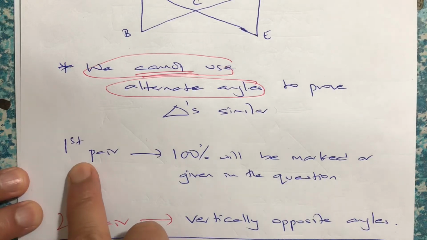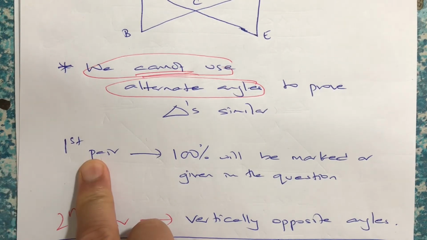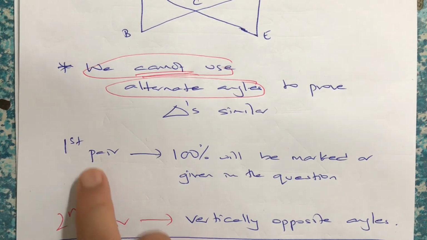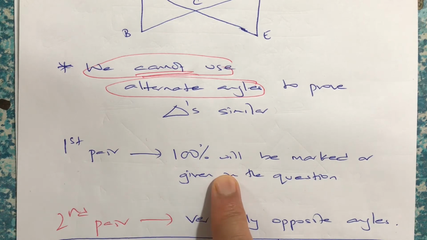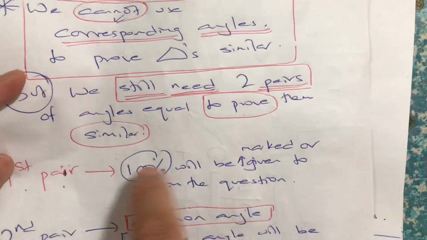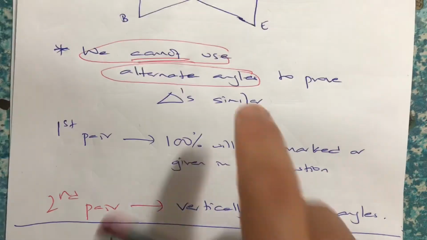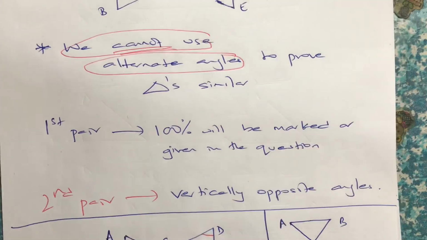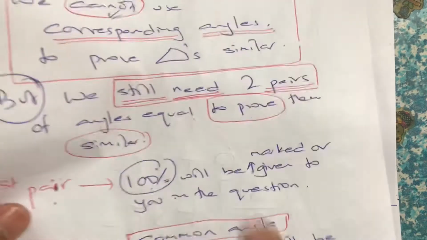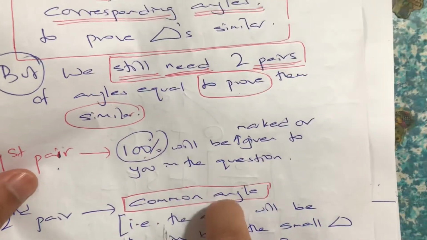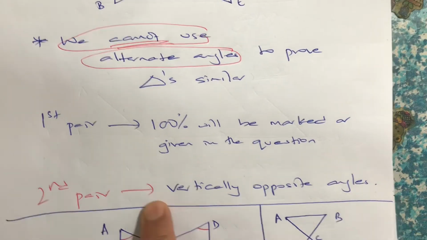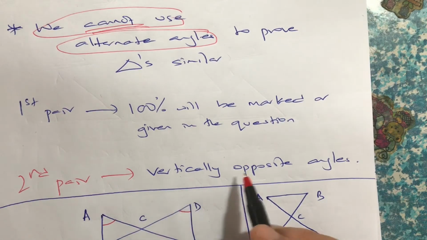Then over here again, just like in the previous one, the first pair will 100% be marked or will be given to you in the question. So just like in the first type, the first pair will always be given. Whereas the second pair in the previous one was the common angle, but over here you won't have anything common. We'll have to use vertically opposite angles.